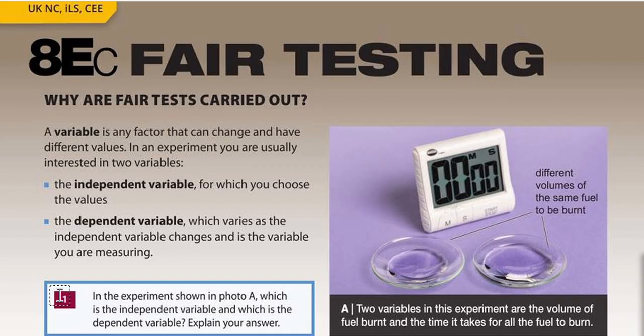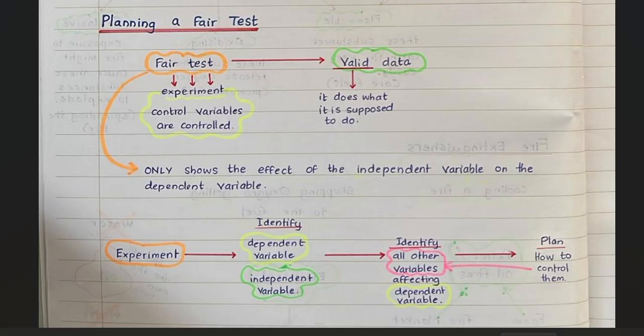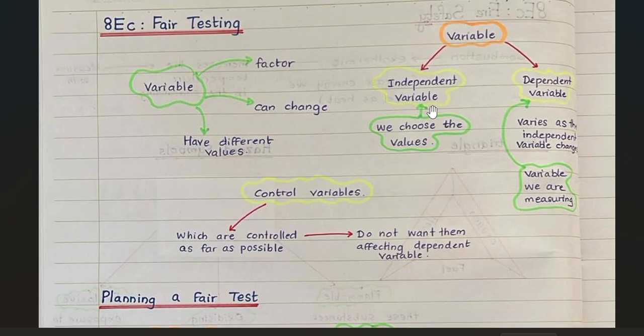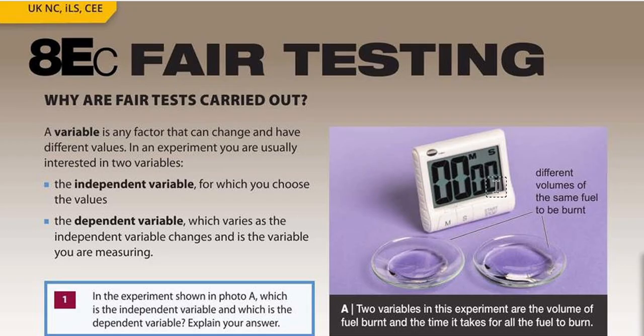How do you write it? We wrote independent because it has different volumes. You have to first say which one is the independent variable. What is independent variable? Now independent variable is what? The one we choose the values. Which one are we choosing the value from these two? Both? No, only one. Now there are two variables.